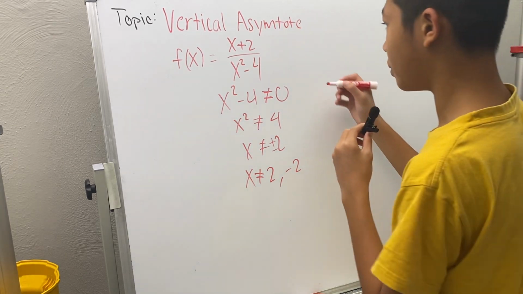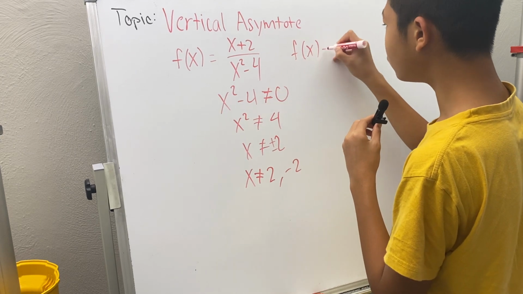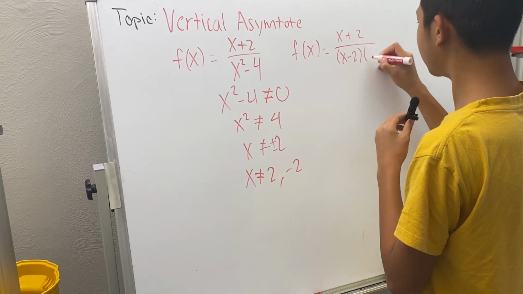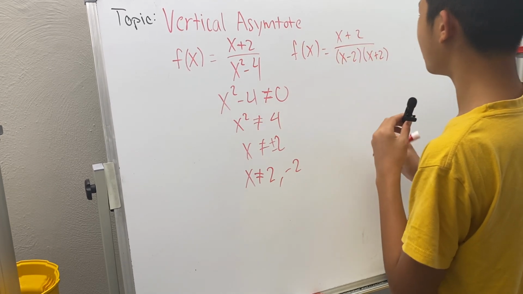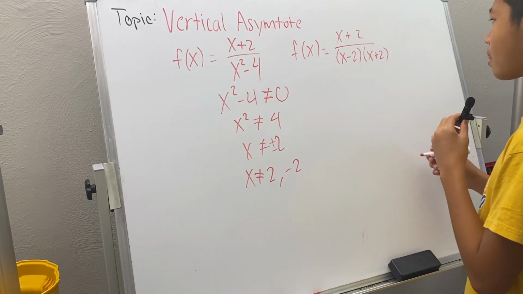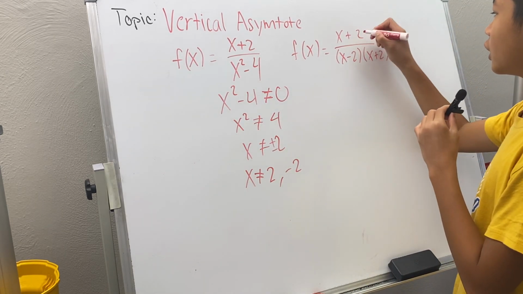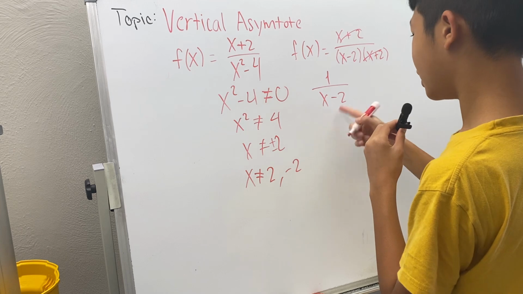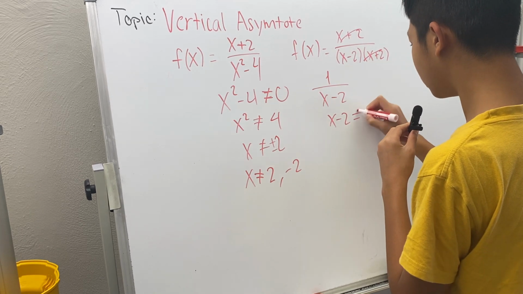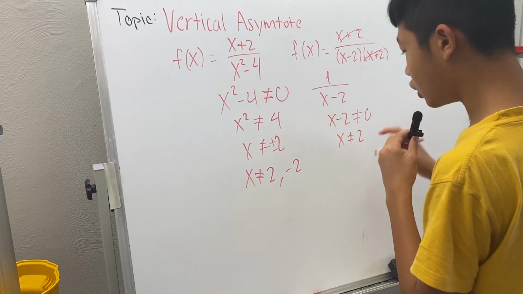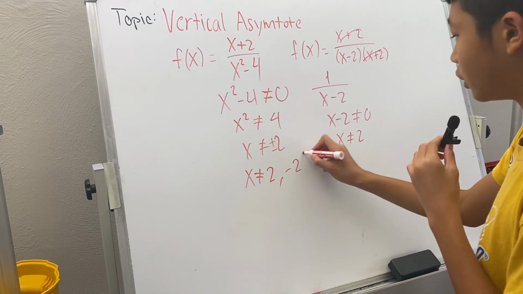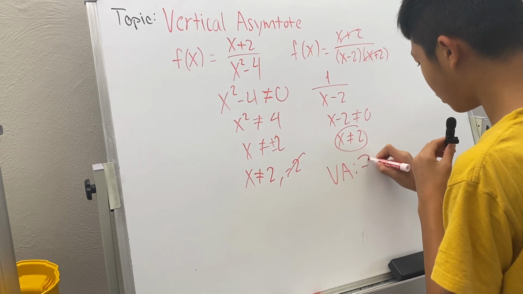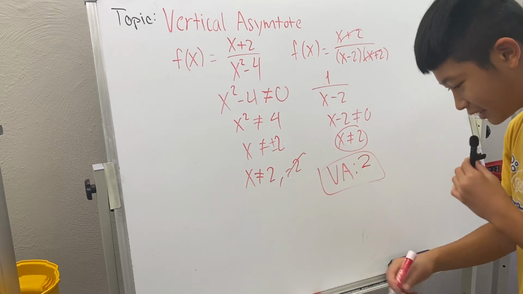Let's factor this and see what happens. So the numerator is x plus 2. Factor the denominator: x minus 2 times x plus 2. So as you can see, this and this cancel. So we're left with 1 over x minus 2. Let's set this not equal to 0. So x cannot be 2. So we only take the positive here. There's no negative, so this is the only answer. So the VA is at positive 2. That's it.